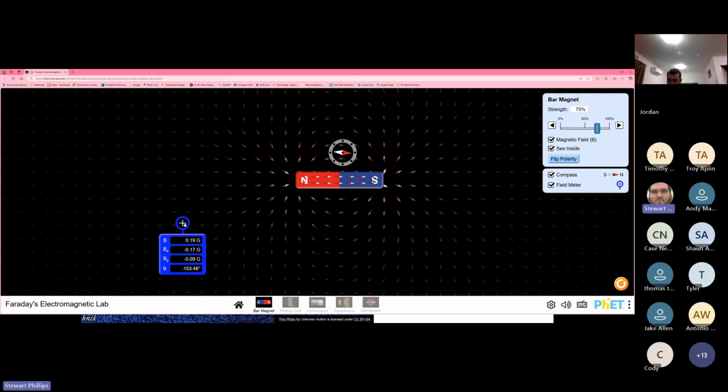And then here, this is the field meter. If we move it closer, we can see all of the numbers change. So it's measuring the strength of it.